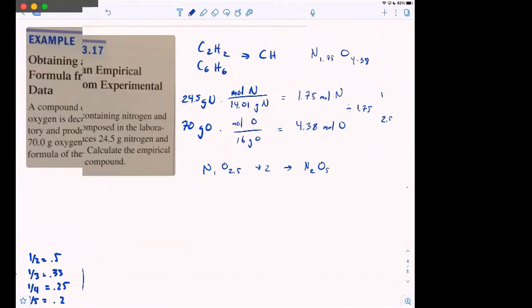Anybody have any questions with this? It's probably going to be dinitrogen pentoxide, though.